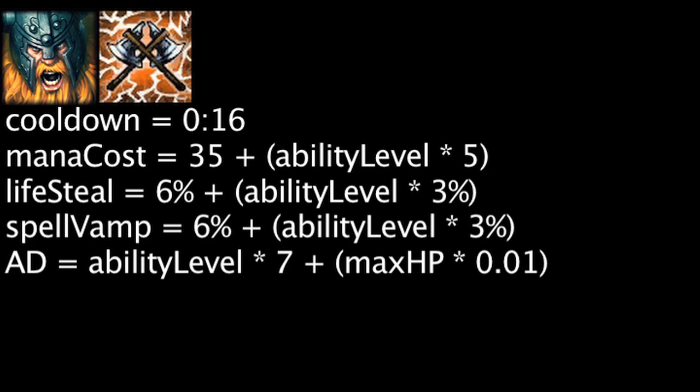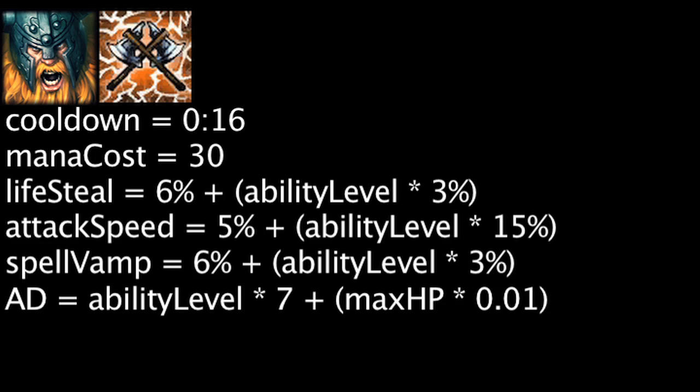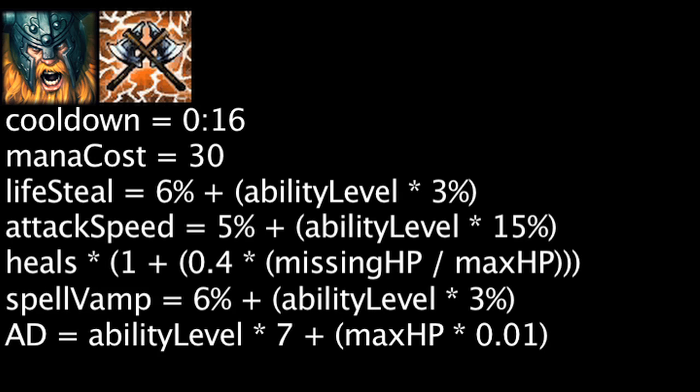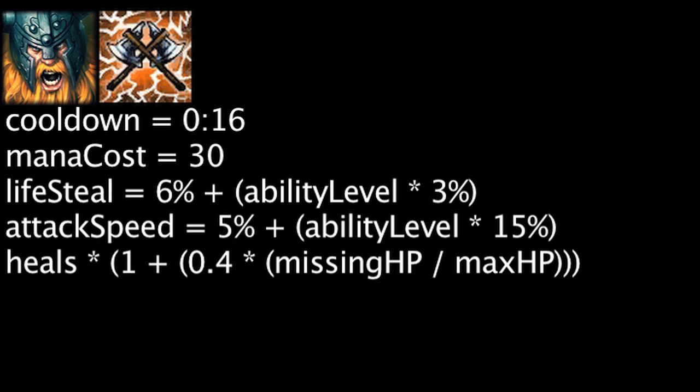Vicious Strikes will now cost 30 mana at all levels. When activated, it will now grant Olaf attack speed equal to 5% plus the ability's current level times 15%. It will also passively increase the strength of all incoming heals to Olaf by 1% for every 2.5% of health Olaf is missing. The ability will no longer grant attack damage or spell vamp, though.